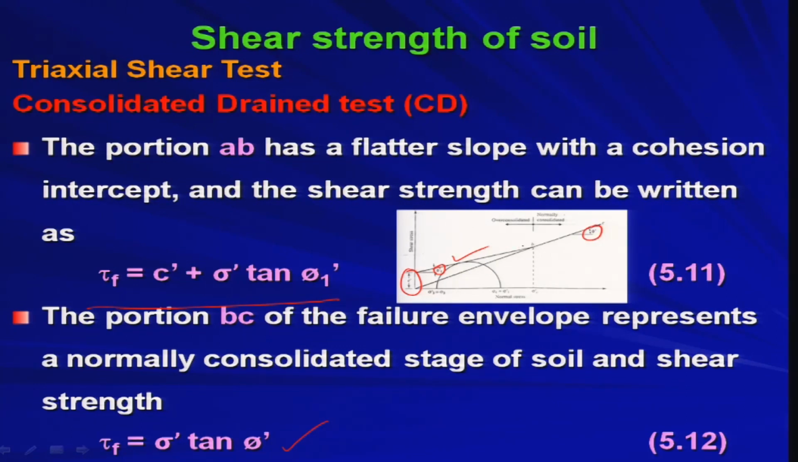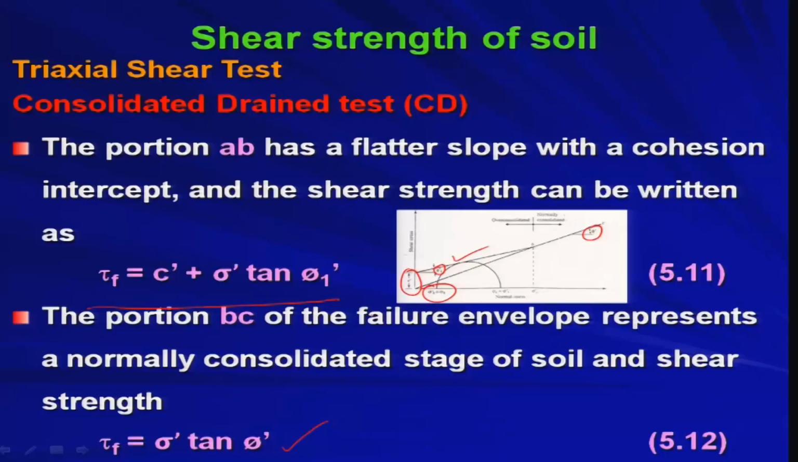So if you continuously do the test, if you go on increasing sigma 3, so this is your first sigma 3, if you increase the sigma 3, you will be getting like that, if you further increase, you will be getting like that. Okay. So basically, once you are within the over consolidated zone, you will be getting the failure envelope defined by line A B, and you will be getting the failure envelope defined by line B C under the normally consolidated region.